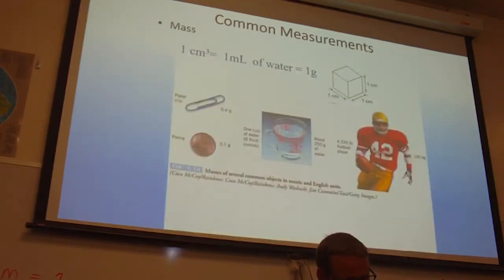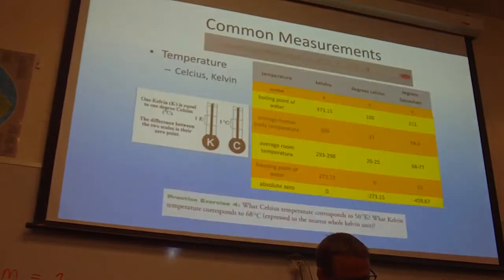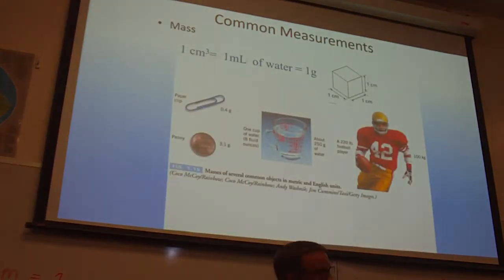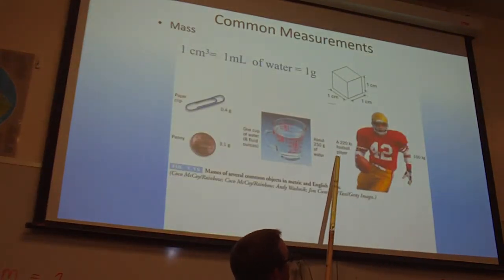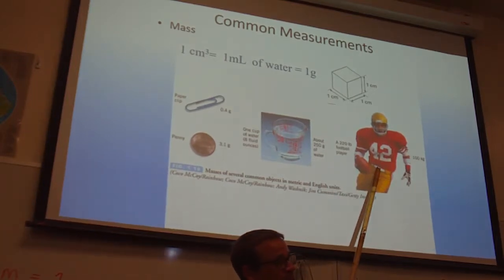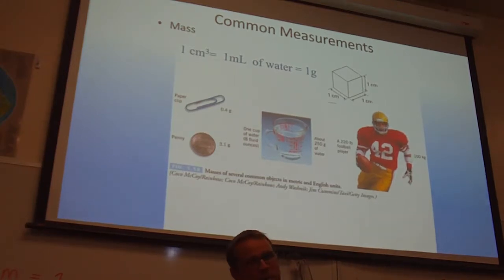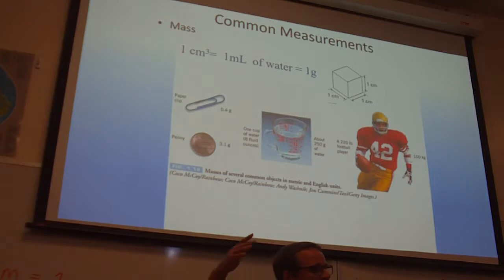Okay, let's see. This one is kind of tricky, for me at least, and I don't always remember it. A common football player, 220 pounds, that's normal, maybe, I don't know, 100 kilograms. That seems to be a helpful one, because if you come from a place outside of the United States, you know how much you weigh in kilograms. If you come from the United States, you don't know how much you weigh in kilograms, right? So that's one that's kind of helpful.